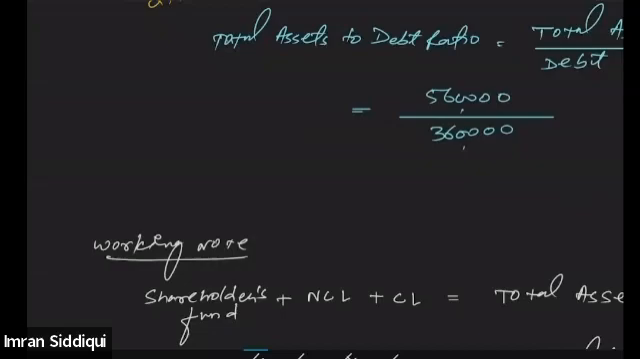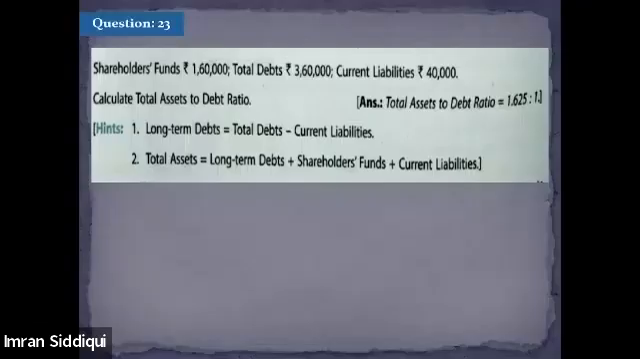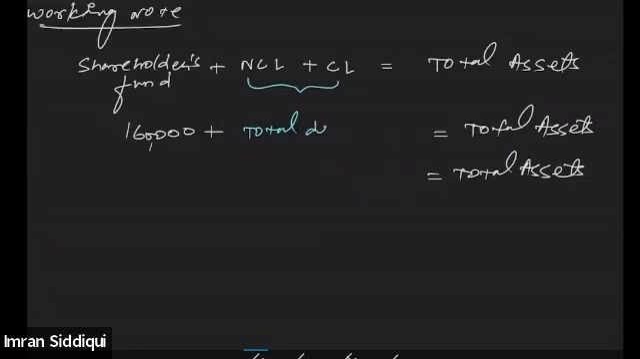I think we have made some mistake. Just a minute. Okay. Total debt is given in the question, na? All right. So see, if total debt is given, that means the total of the non-current liability and current liabilities collectively is given. Non-current liability and current liability is collectively called total debt.